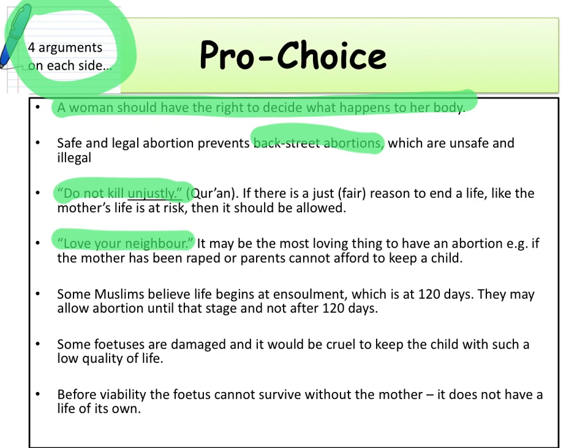Finally, before viability, the fetus cannot survive without the mother. It doesn't have a life of its own. Many pro-choice campaigners argue that until after viability, it's still part of the mother's body, and therefore she should be able to decide what happens to it.